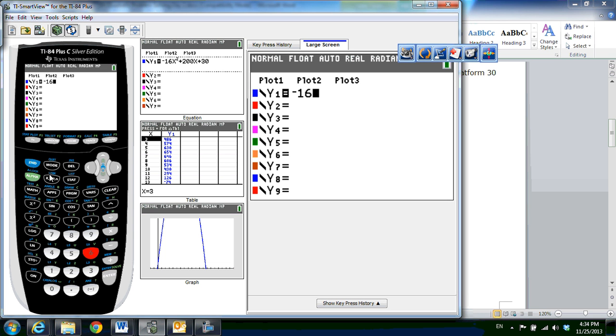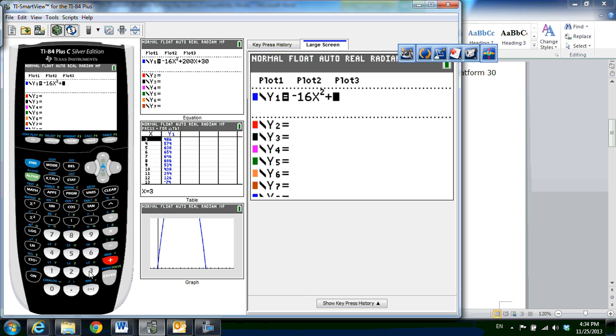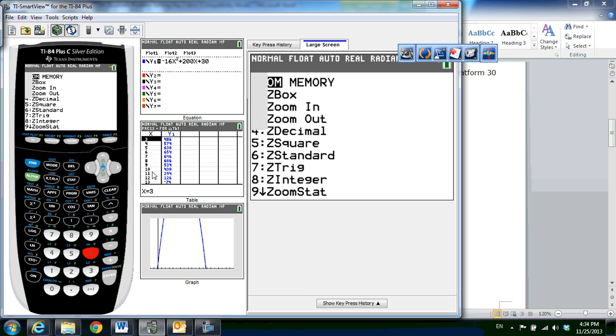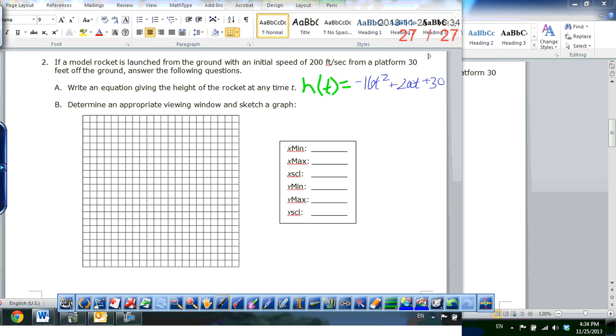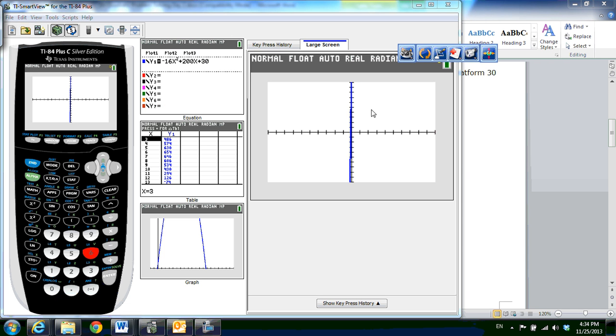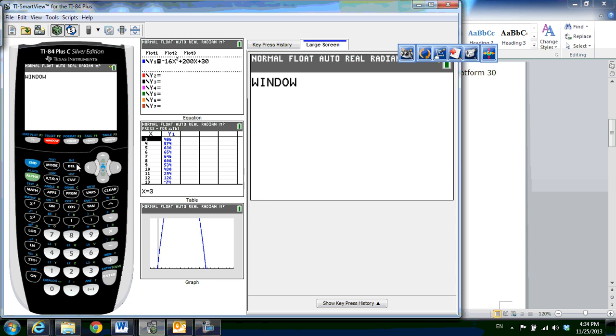So negative 16, we're going to use x instead of t, x squared plus 200x plus 30. I'm going to go to zoom 6 and set my window back to everyone else's, so we all get the same picture. Just making sure I put it in right. I can't see it, so I'm going to go to my window and play around a little bit.